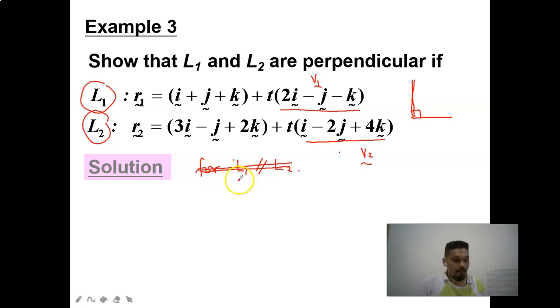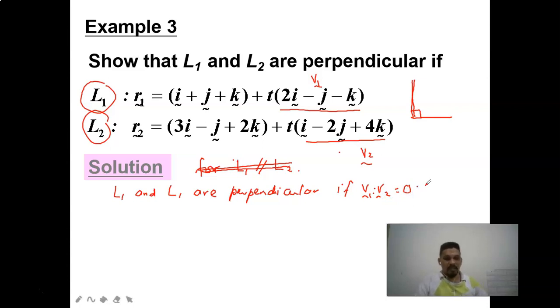Okay, let's say L1 and L2 are perpendicular if V1 dot V2 is equal to 0. So let's find it now. This is our V1 and this is our V2. So V1 dot V2 equals (2, negative 1, negative 1) dot (1, negative 2, 4).